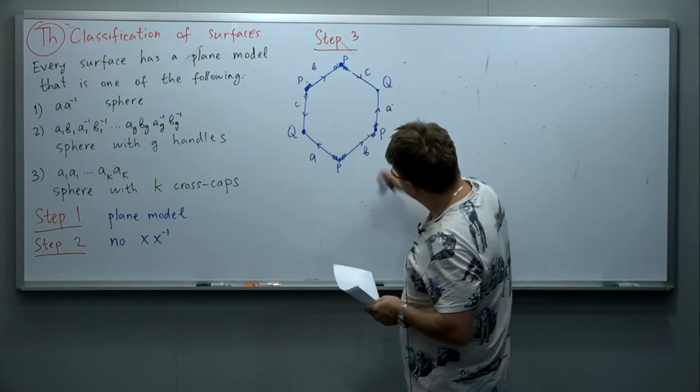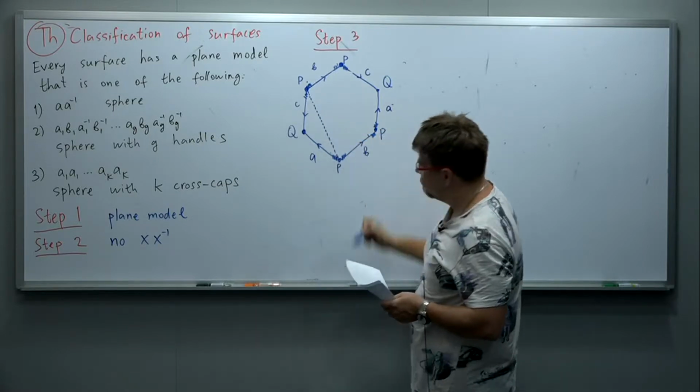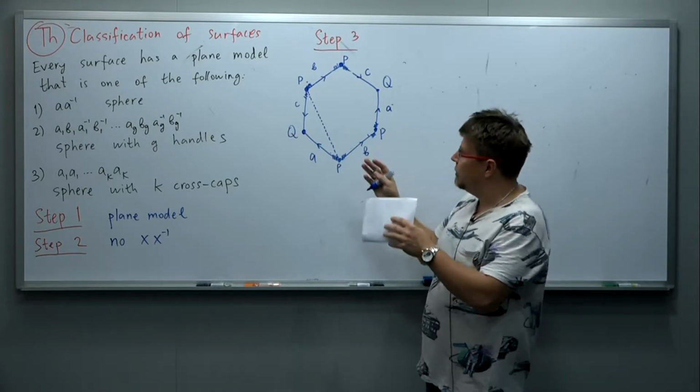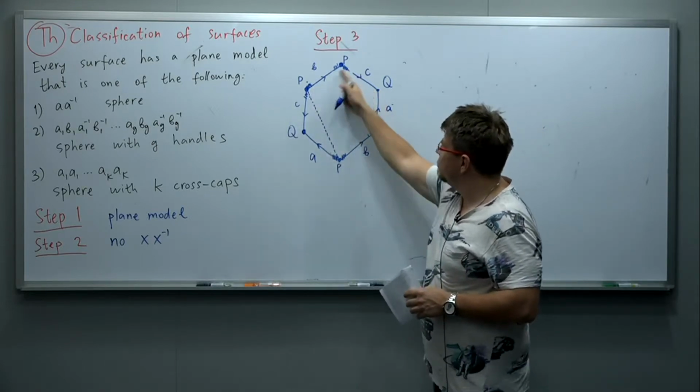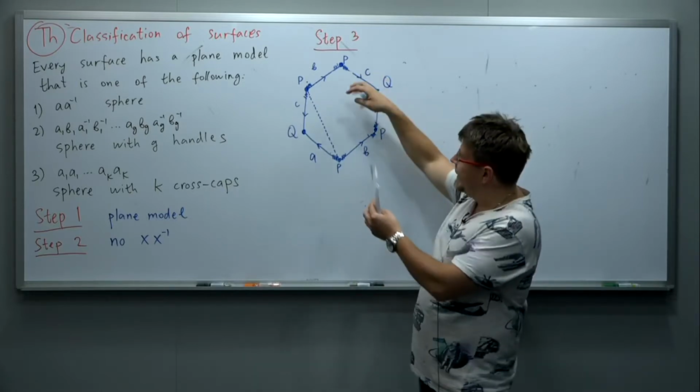So I'm going to cut this triangle out of the surface. Imagine that our surface was originally made of triangles. So this was probably a triangle, another triangle here, another triangle here, and so on. And then we glued them back into this polygon.